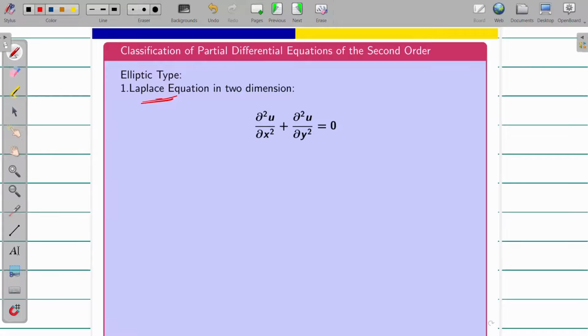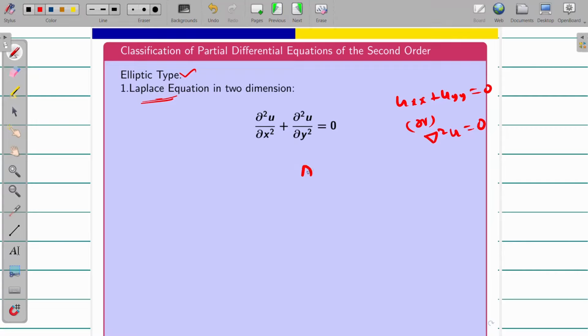In the previous semester you studied harmonic functions. If you want to prove a function is harmonic, it should satisfy the Laplace equation, that is u double x plus u double y equal to 0. Or the same thing can be written as del square u equal to 0. So the Laplace equation will be elliptic kind. Want to know how?